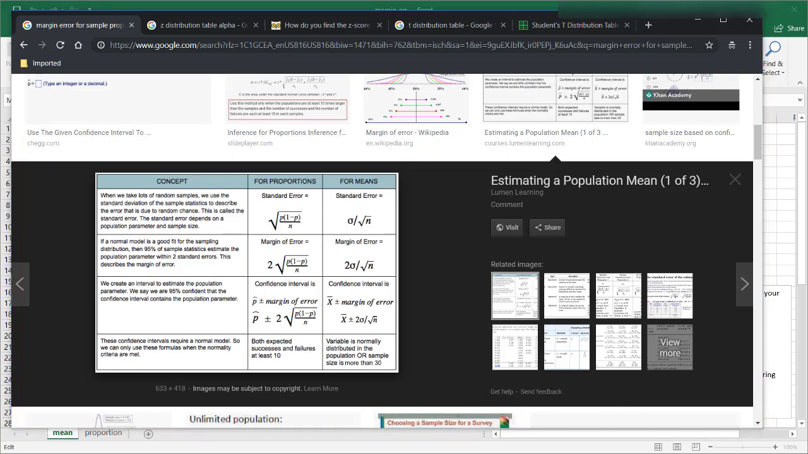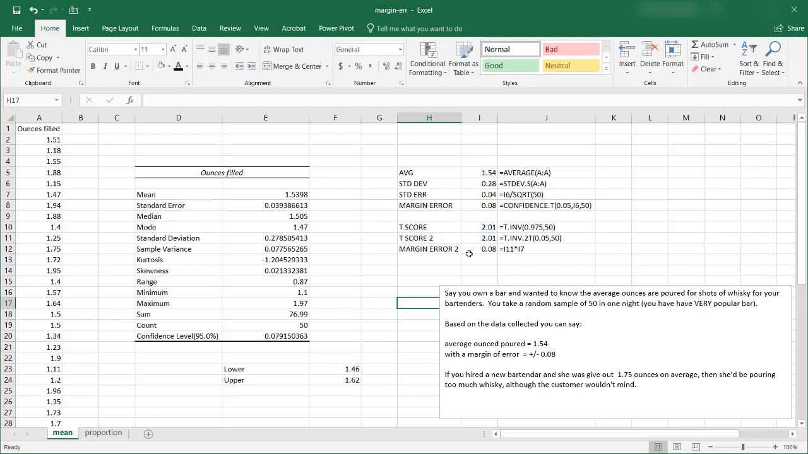Now going back to Excel, that's how we do it. So this basically gives you the same thing, right? You have your plus or minus 0.08 from the average, 154, which is what we're saying down here.